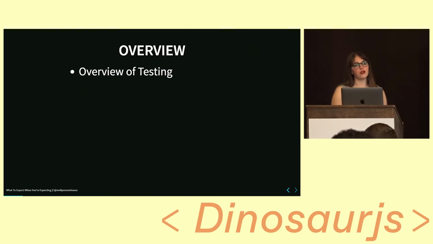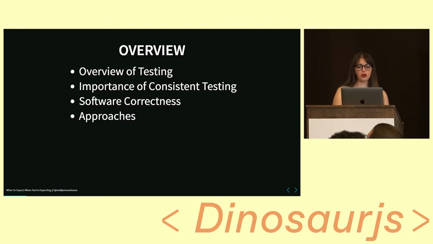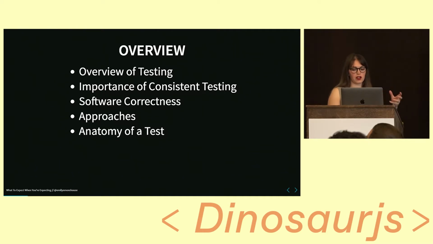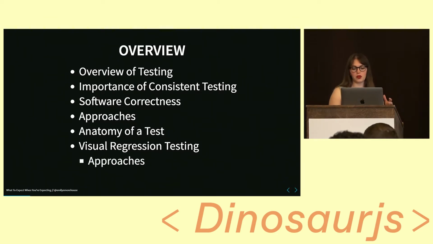So let's start off with a quick overview of what you can expect to get out of this talk. First, we're going to start out with a rapid-fire, possibly rambling introduction to testing. We'll talk about why it's important to have consistent tests and what that actually means. We'll talk a little bit about software correctness and criteria for correct software, and some different approaches for testing your software. Then we'll talk about the anatomy of a test, the ingredients and processes in which you actually write your tests. Then we're going to take more of a deep dive into visual regression testing, and why I think visual regression testing is really important and super neat, along with some of my favorite tools that you can use to write visual regression tests for your projects.